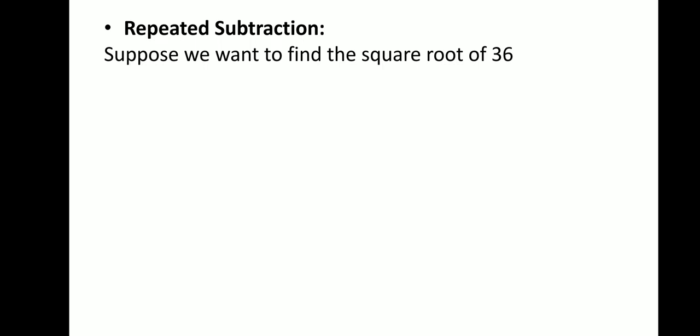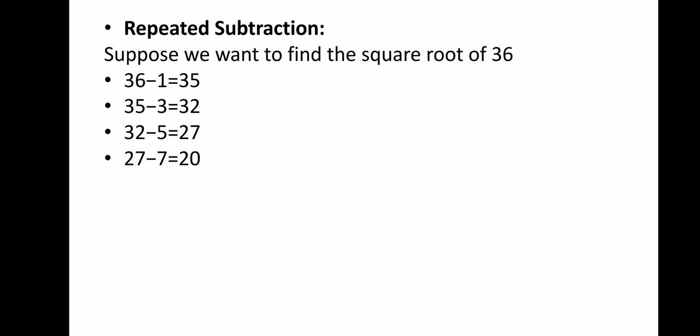For example, 36 minus 1 is equal to 35. 35 minus 3 is equal to 32. 32 minus 5 is equal to 27. 27 minus 7 is equal to 20. 20 minus 9 is equal to 11. 11 minus 11 is equal to 0.